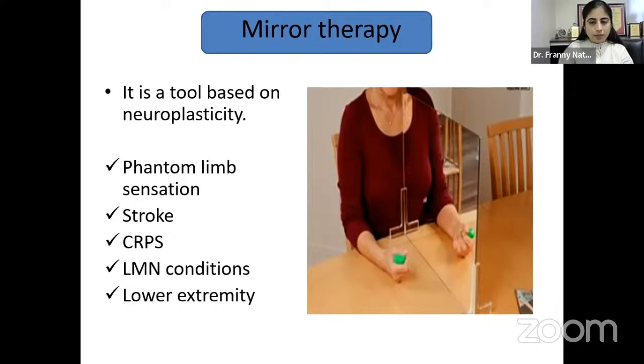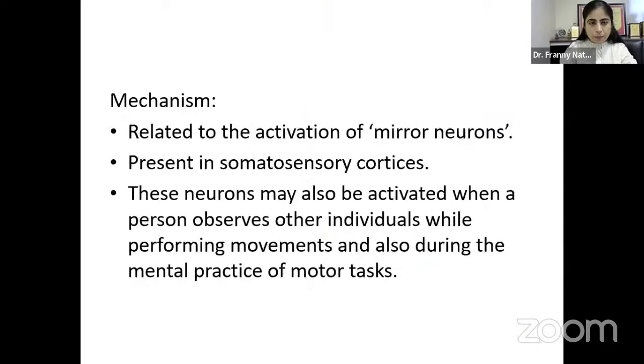So for lower extremity, there can be a mirror box that is kept in such a way that the unaffected lower extremity gets reflected in the mirror. Or it could be simply a mirror too. So now how does this technique work?